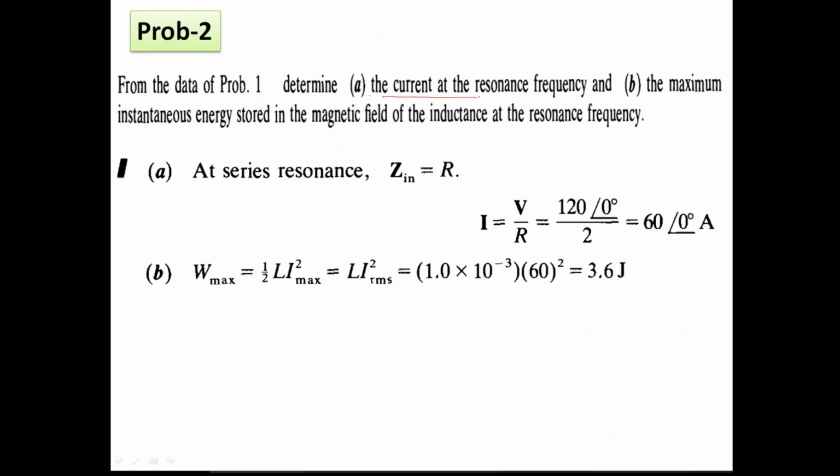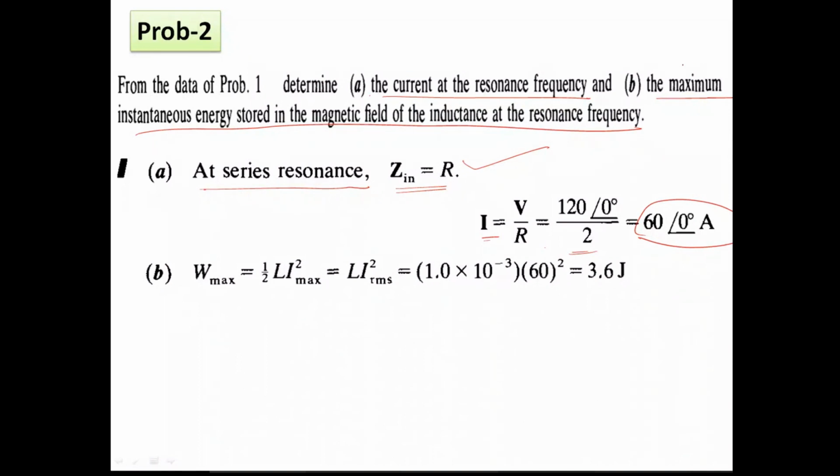Then take another example from the data of problem 1. Determine the current at resonant frequency, and the maximum instantaneous energy stored in the magnetic field of the inductance at resonance frequency. So now at resonance, what is the impedance? The impedance of the circuit is equal to R, that we have discussed. Therefore, the current is equal to V by R. What is V here? V is equal to 120 angle 0 degrees by R, which is given as 2 ohms. Therefore, the current at resonance is 60 amperes.